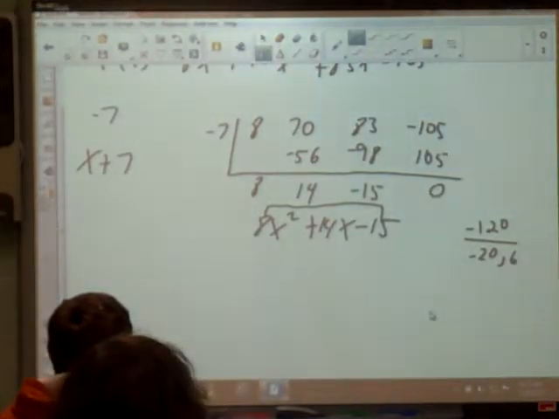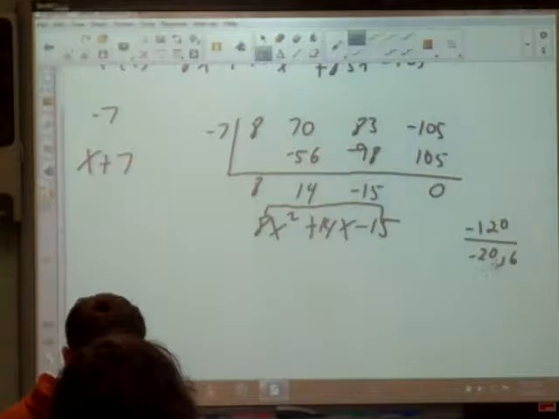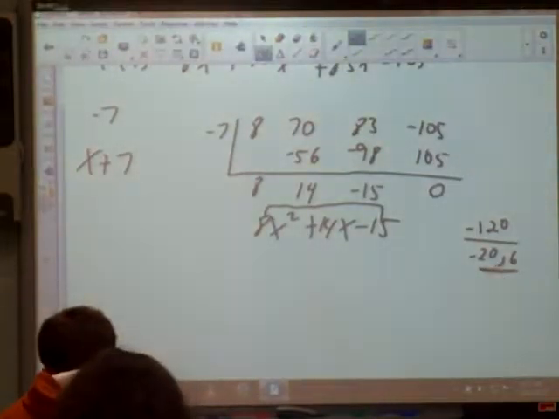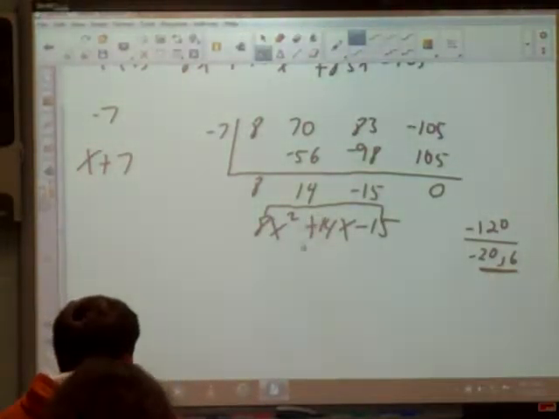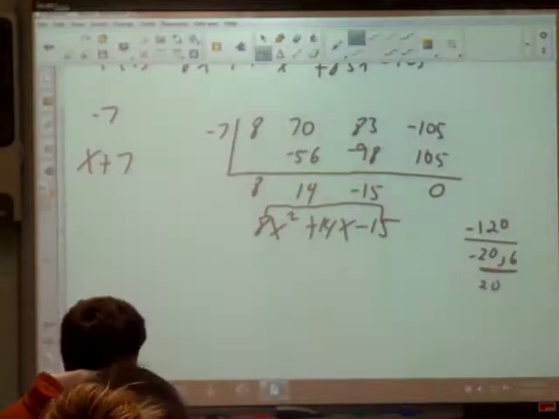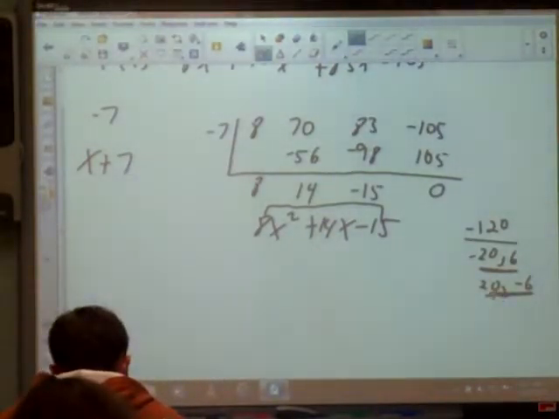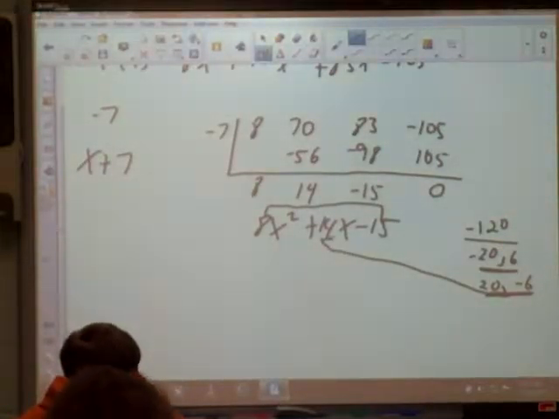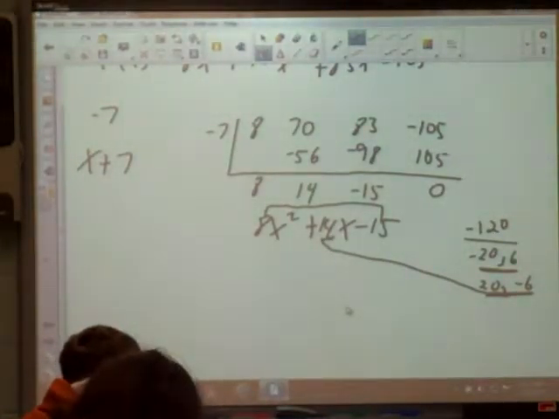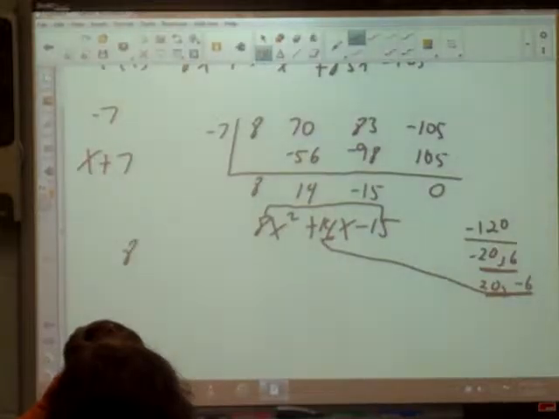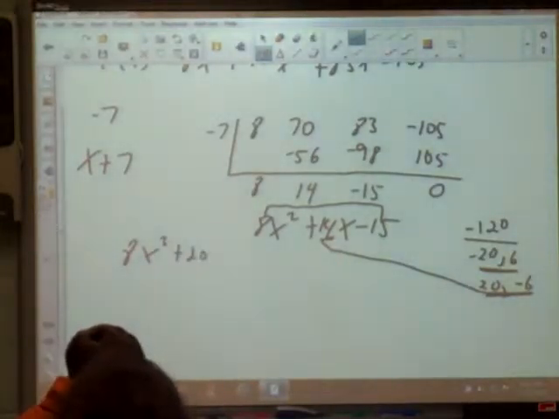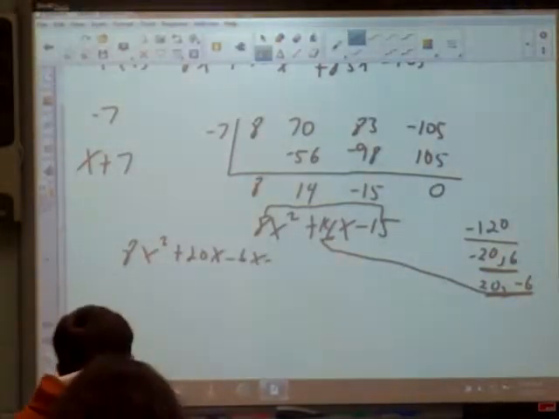Now I need to flip the signs, don't I, Scout? I wrote them down wrong, because it's got to make a positive 14. So it'll be 20 and negative 6. Now I take those and substitute them in for the 14. That's going to be 8x squared plus 20x minus 6x minus 15.